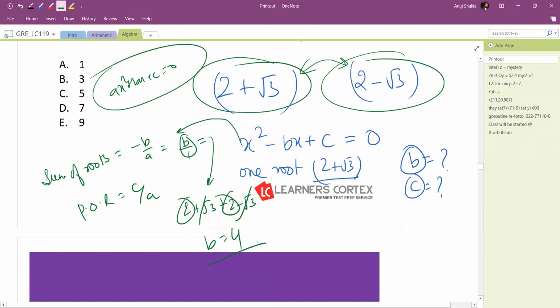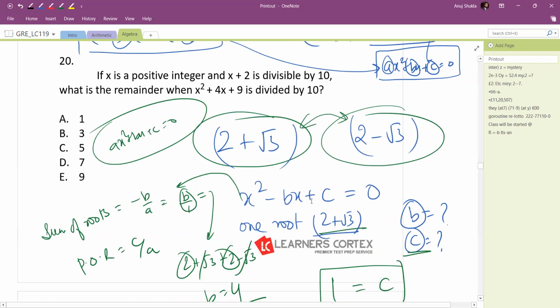Why are you so silent? Not able to understand? Understood, sir. Okay. And if you have to find c, it is the product. What is the product? 2 plus root 3 and 2 minus root 3 is 1, yes or no? That is c. So c value is 1. A plus b times a minus b is what? A square minus b square, right?